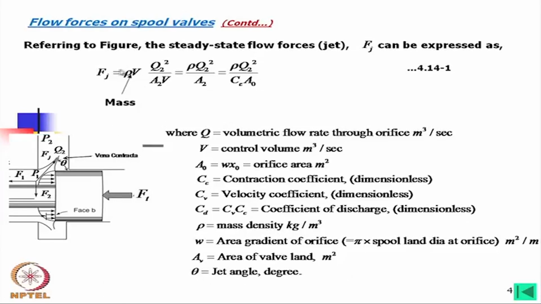Now, if we closely observe this, definitely this is the mass rate, it is volume into the mass density. So, this will be the mass of the fluid flowing, and if I look into the acceleration part, mass into acceleration gives us the jet force.